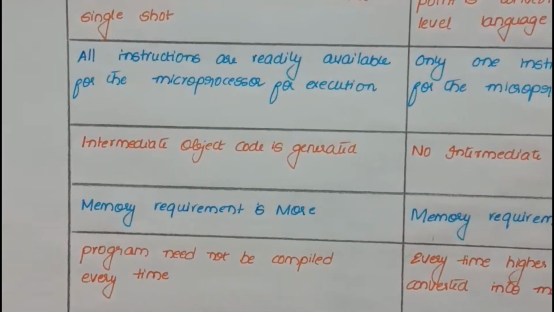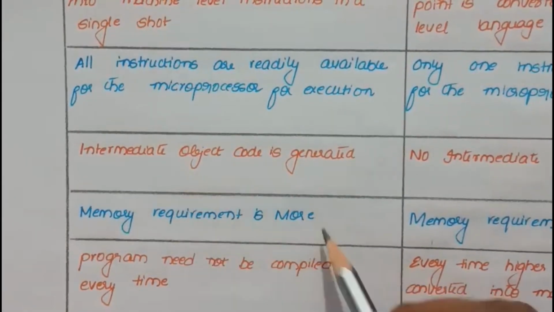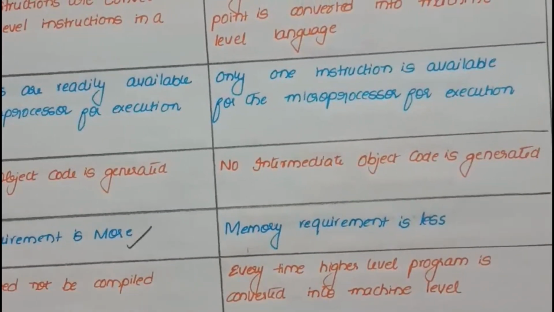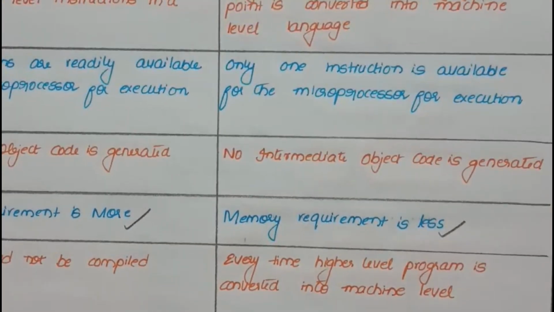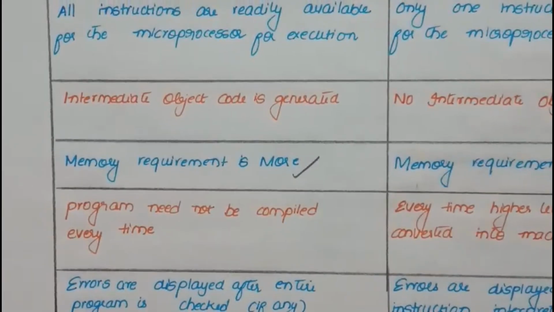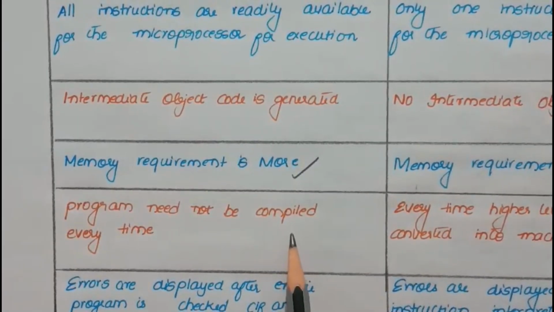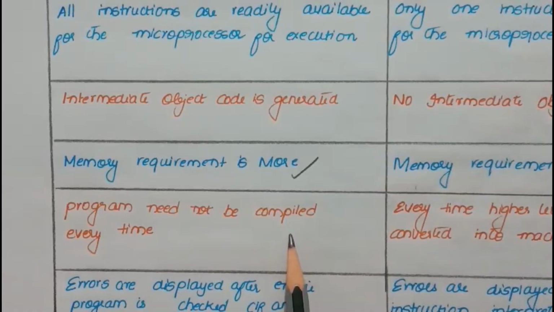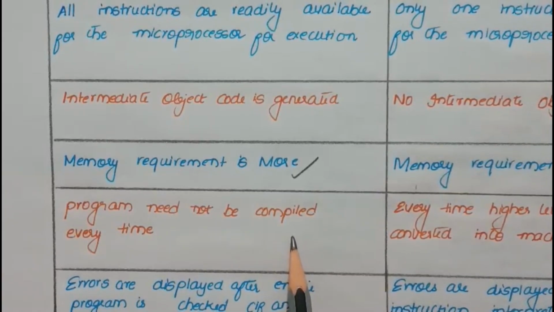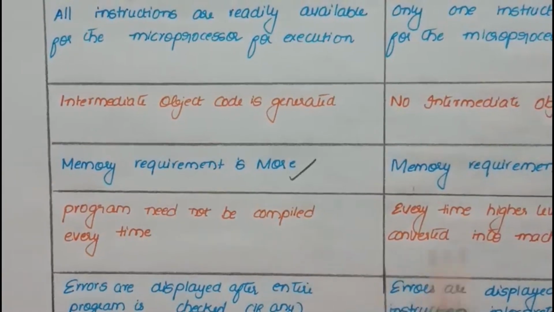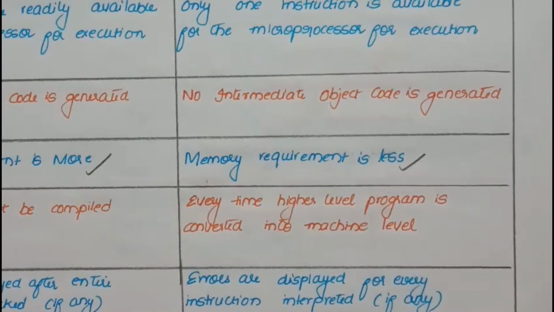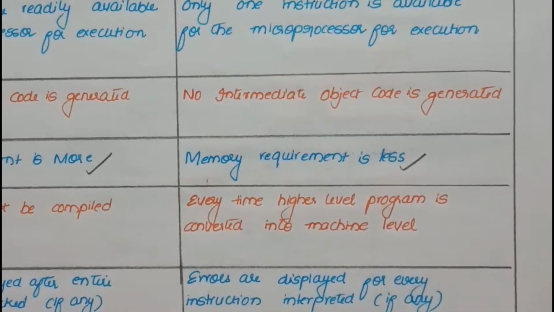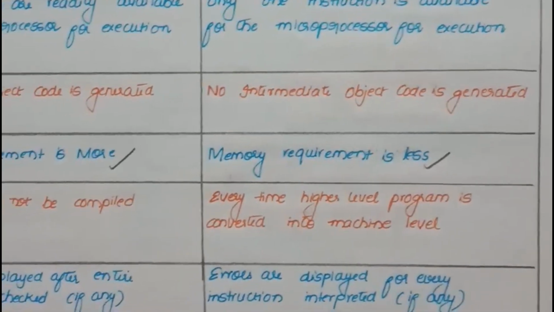Since intermediate object code is generated in compilation, memory requirement is more. Since no intermediate object code is generated in interpretation, memory requirement is less. As I discussed before, the program need not be compiled every time. Once it is compiled, once we have machine level language, it can be given to the microprocessor any number of times. Since we don't have any machine level language in interpretation, the high level program should be converted into machine level program every time we want to run the program.